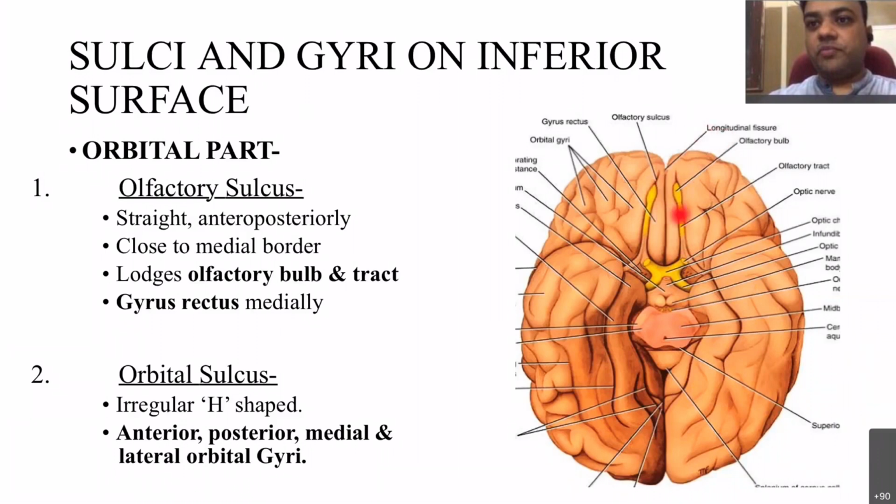So just lateral to this longitudinal fissure, on the orbital surface there is an anteroposteriorly running sulcus known as the olfactory sulcus. You can see here there is a structure known as the olfactory bulb, and from the olfactory bulb the slender structure running posteriorly is the olfactory tract, related to the first cranial nerve, that is the olfactory nerve. So this olfactory bulb and olfactory tract are accommodated in the sulcus known as the olfactory sulcus.